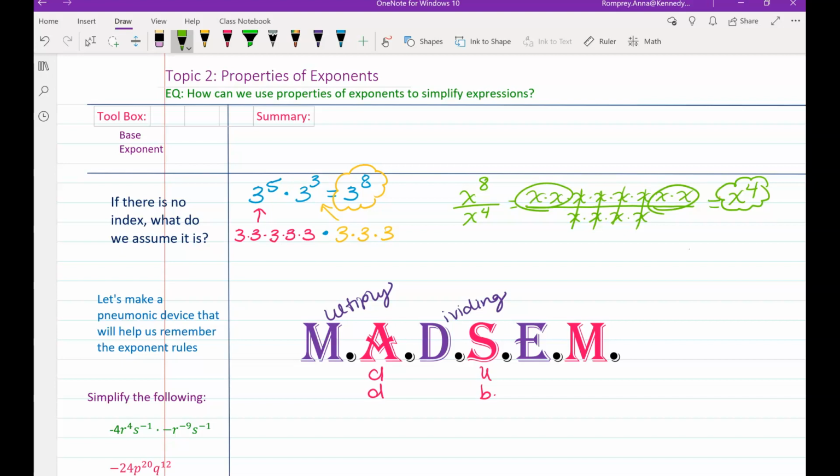If you can remember these rules, do you see how that's a huge time saver so you don't have to write out all of this stuff? But again, if you forget or you're kind of second guessing yourself, just write it out. Okay? It's better to be safe than sorry. All right, so let's do another one.